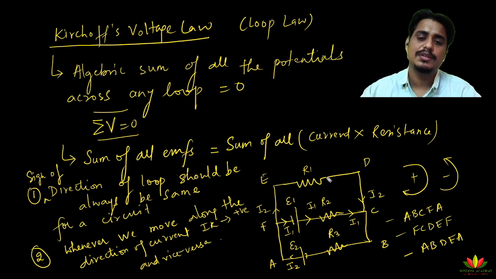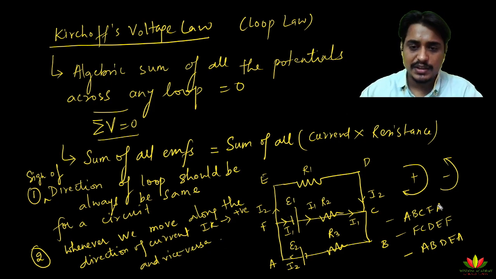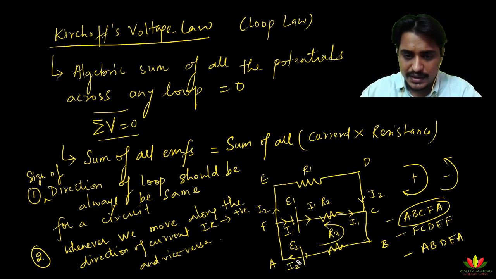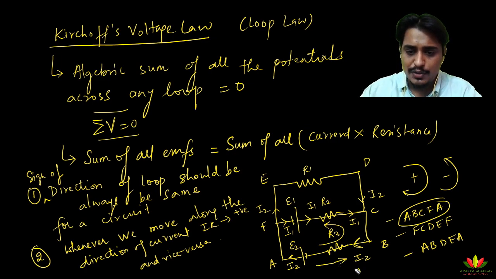Suppose there is a loop. Here I have taken the loop A, B, C, F, A. So the loop direction is like this. Now if you see, the I2 current is coming like this, I2 direction is in this way. I2 is coming inside like this, and R3 is there, but we are moving in this direction, as per our loop direction A, B, C, F, A. So the value of I2 into R3 will be negative.